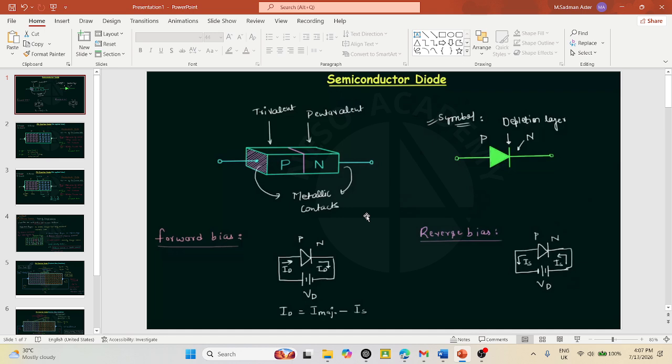Intrinsic semiconductors are the purest form of semiconductors. There are no impurities added on it. And extrinsic semiconductors are those types of semiconductors where impurities are added. The impurities can be of trivalent or pentavalent type.